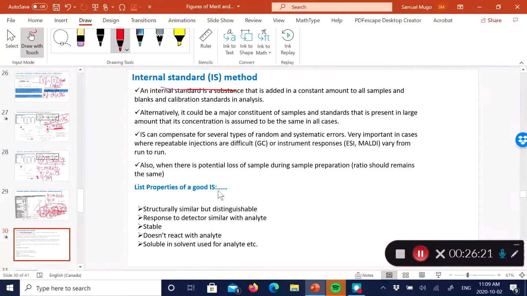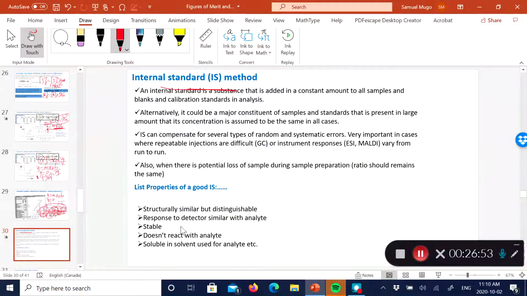So what is an ideal internal standard? An ideal internal standard that you would spike into your standard solutions as well as the unknown should have these properties. The internal standard should be structurally similar but distinguishable from your analyte. The internal standard should respond in a very, very similar fashion to your analyte as well.